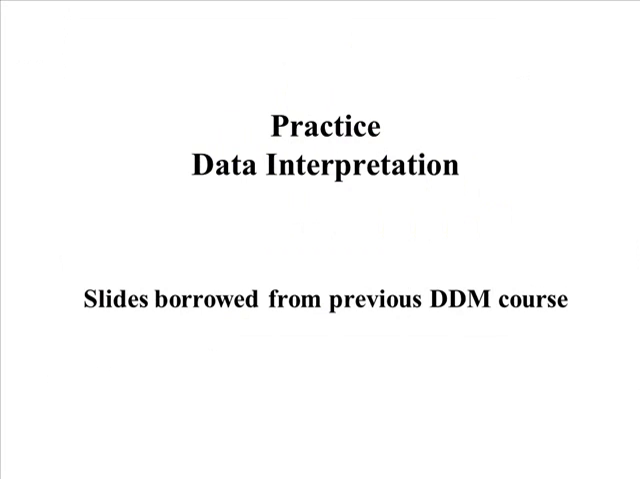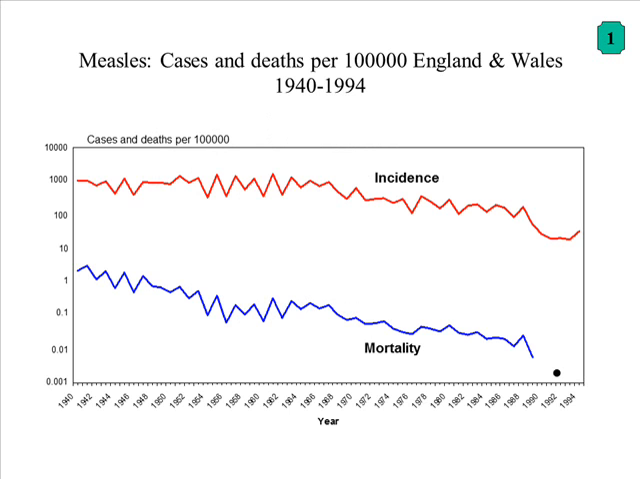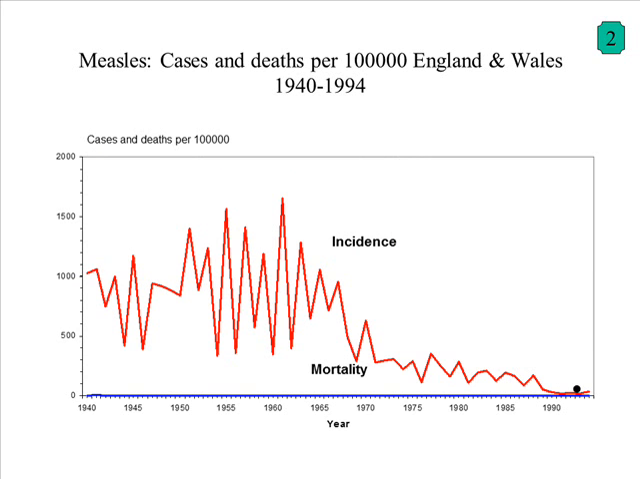Slide 19. You can practice data interpretation. Slide 20. What is your interpretation of this figure? Note, it is a log graph. It uses absolute rates, cases and deaths per 100,000.